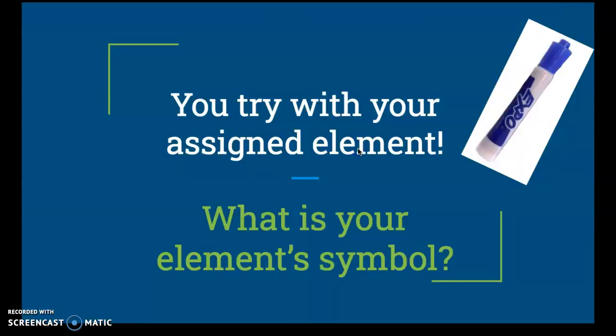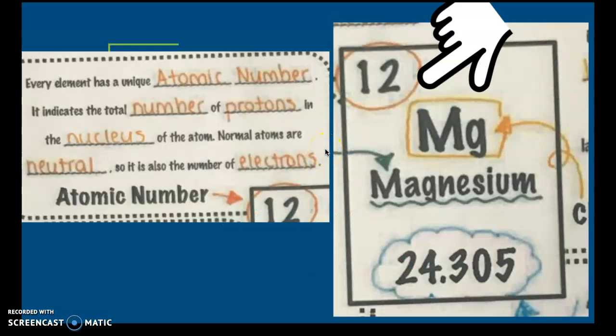So if we were doing element number 1, we said that hydrogen is the name for it. Hydrogen's element symbol is a capital H, nothing else, just a capital H. Every element has a unique atomic number. We talked about that. Atomic number, again, indicates the number of protons in the nucleus of the atom. Normal atoms are neutral, so it is also the number of electrons.